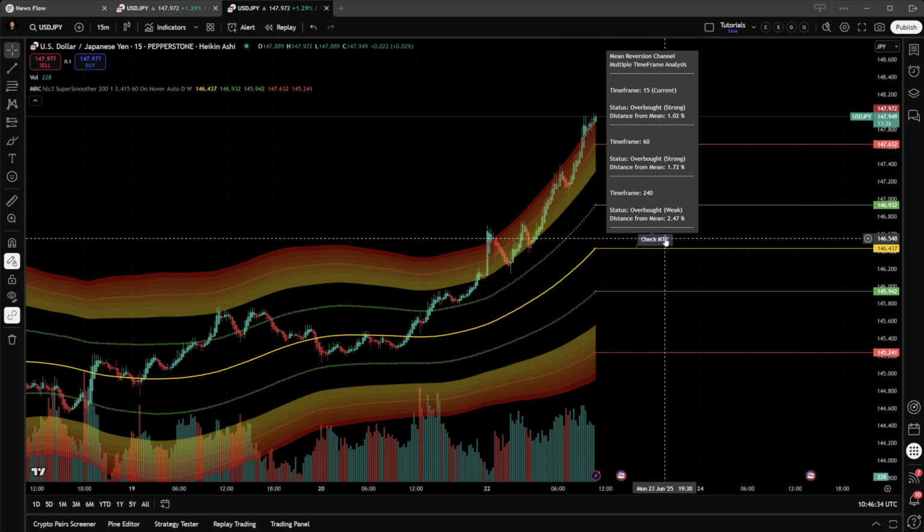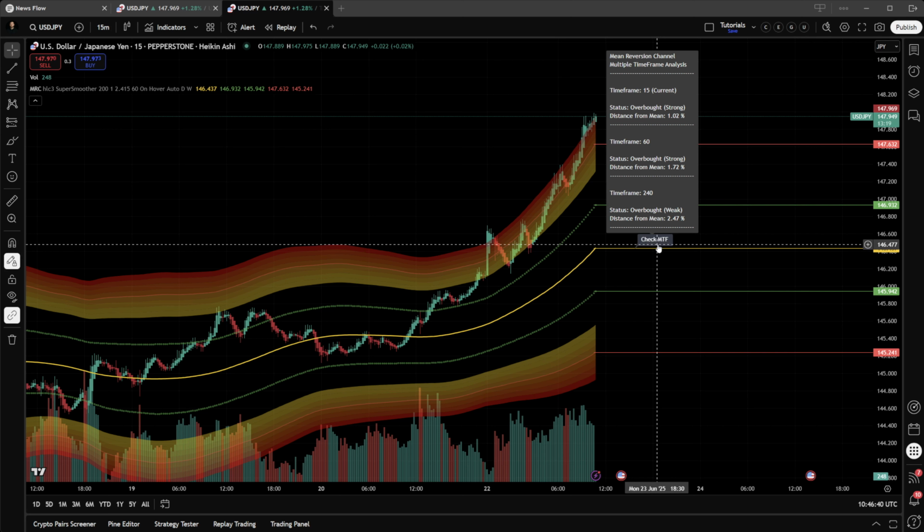If you click on this little multi-time frame analysis, you can see we're currently in the 15-minute time frame, and it gives us the 60-minute, so the hourly, and the 4-hour time frames. It also gives us the status: overbought, weak, strong, and so on.